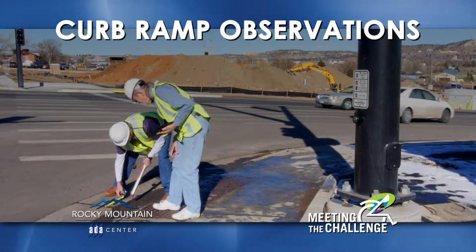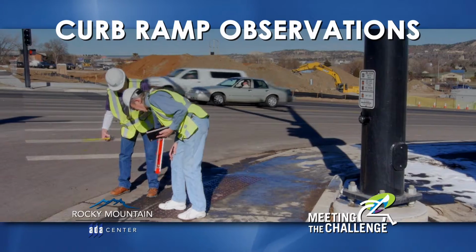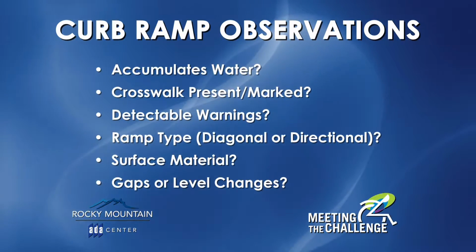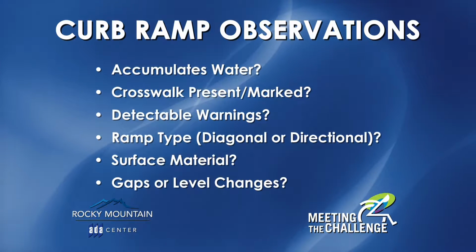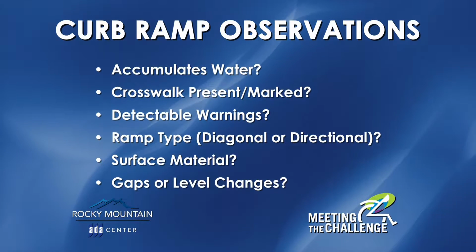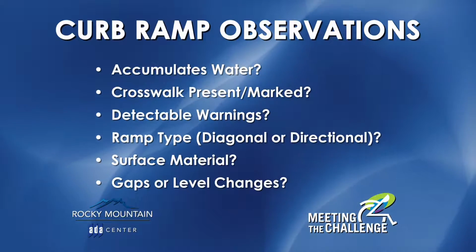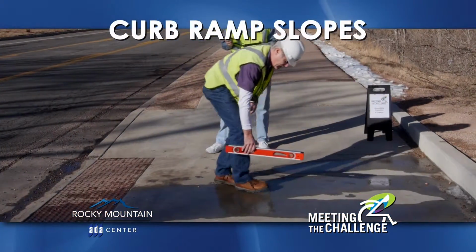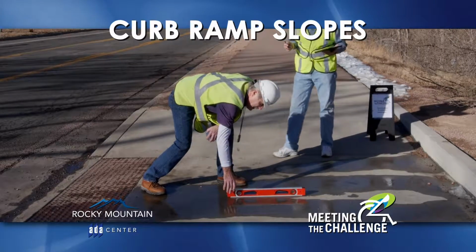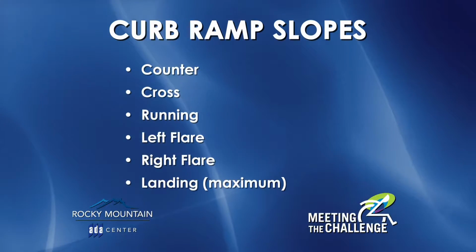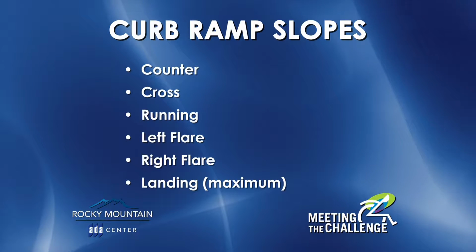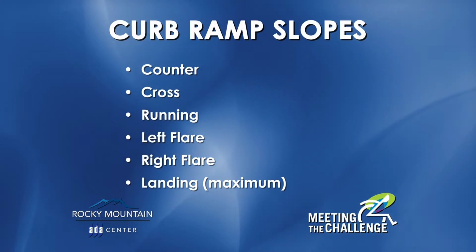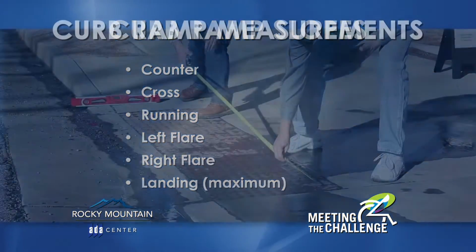Some of the observable attributes of a curb ramp are: accumulates water, crosswalk present or marked, detectable warnings, ramp type, diagonal or directional, surface material, gaps or level changes. Words, curb ramp slopes. Measurements include the slopes of curb ramp surfaces: counter, cross, running, left flare, right flare, landing. Words, curb ramp measurements. A tape measure is used.